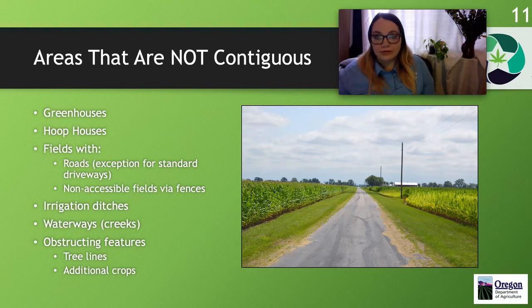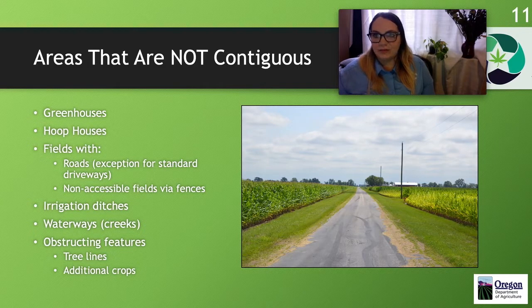Fields with roads or non-accessible fields via fences or any other obstruction. So we make an exception for the standard driveway, but if there's any county road or the grower wants you to cross this highway to get to the other portion of their field, that's a separate field. I can almost guarantee you that we did not allow that to be tested as one on the registration. So please don't test it as one field.